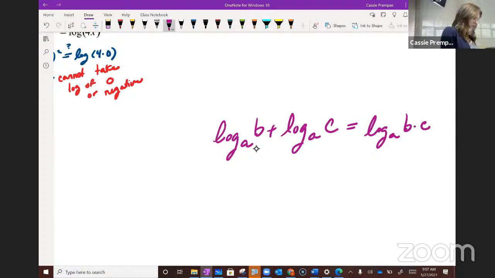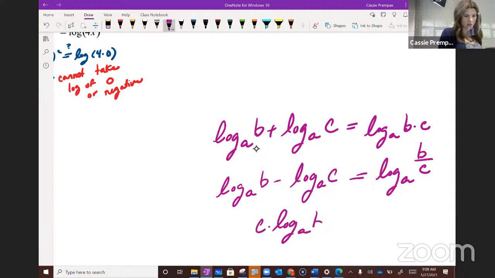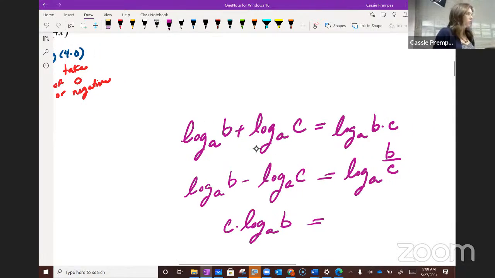Nice job, Elijah. For the next one, we saw in a property that if you have log base A of B minus log base A of C, does anybody remember the property? Charlie. Log base A of B divided by C. Nice. Nice job, Charlie. And there was one last property that said if you had, for example, C times log base A of B, it was equivalent to what? Cayman. Log base A of B to the power of C.